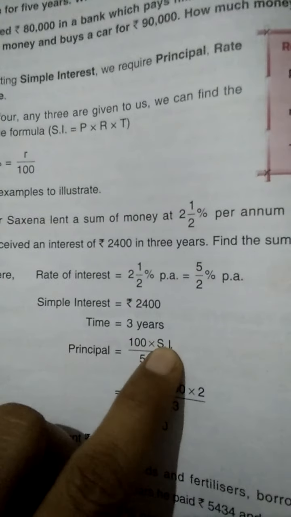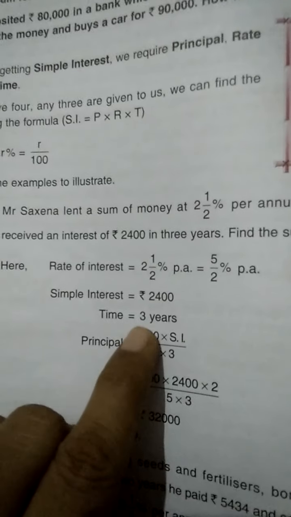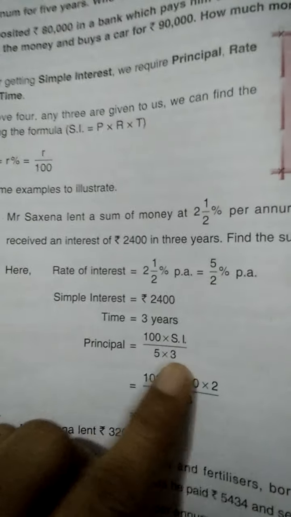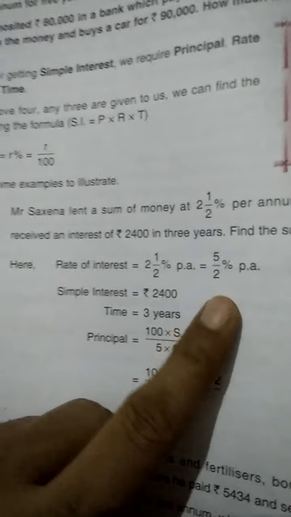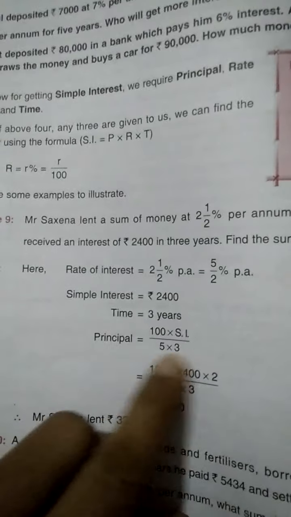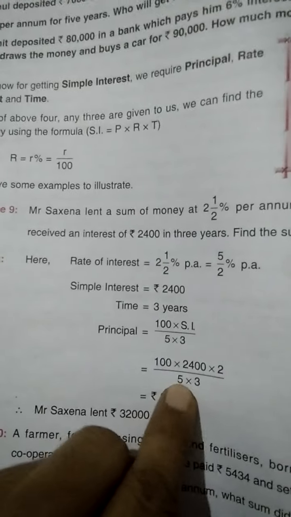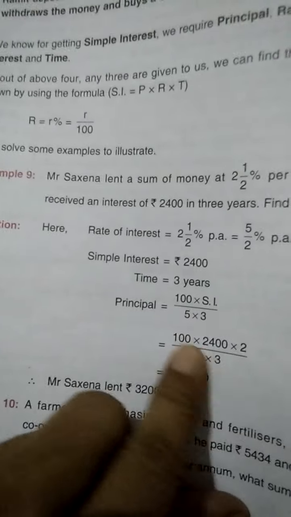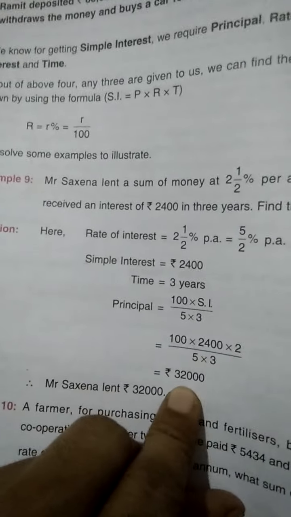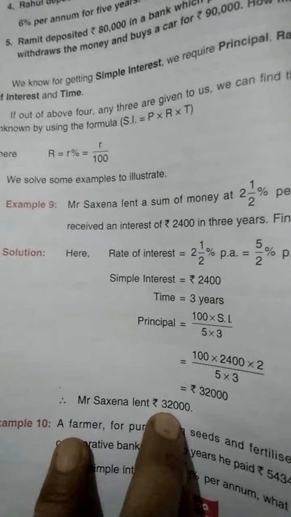100 into simple interest 2400, divided by 5 into 3, where 3 years is the time, and 5 by 2 is the rate of interest given here. So 5 by 2, 5 is written in the denominator and 2 in the numerator, and we solve and cancel out these and get the answer rupees 32,000. So Mr. Saxena lent rupees 32,000, which means the principal is rupees 32,000.